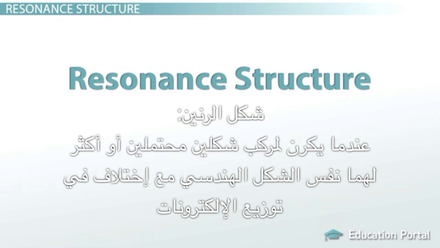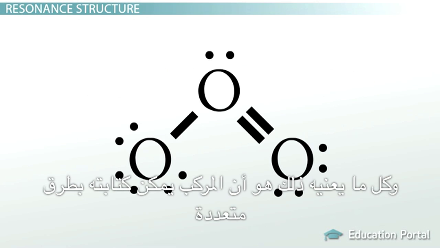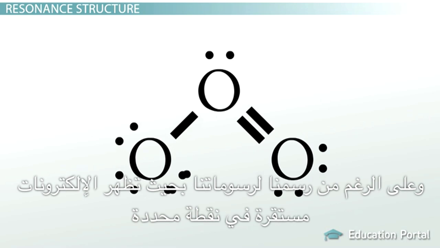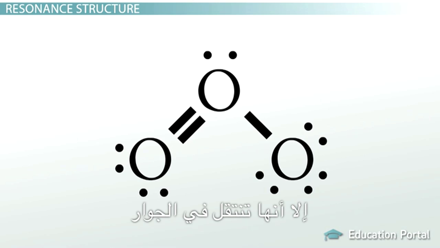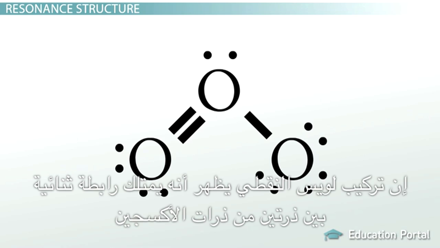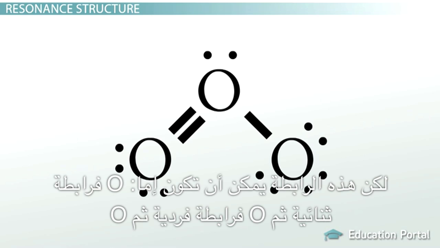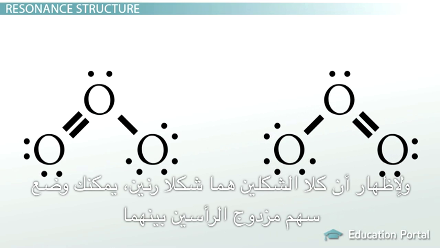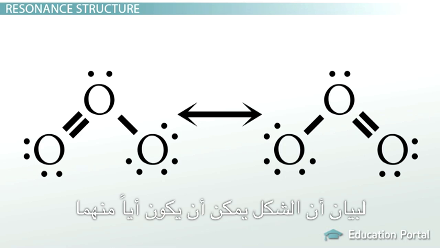A resonance structure is when a compound has 2 or more possible configurations with the same geometry, but different arrangements of electrons. All it means is that a compound can be written in different ways. Electrons aren't static objects. Although we draw our diagrams as though they stay in one spot, electrons travel around. Take ozone for instance, O3. The Lewis dot structure shows that it has a double bond between 2 of the oxygens, but this bond can be either O double bond O single bond O, or O single bond O double bond O. To show that the 2 structures are resonance structures, put a double-headed arrow in between the 2 to show that it can be either one.